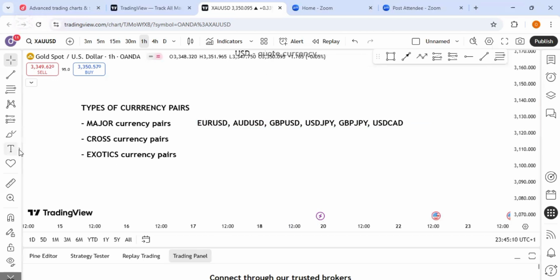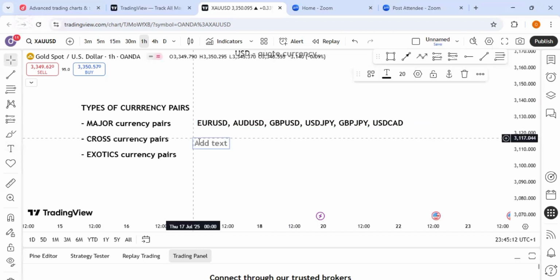When we are talking about the cross currency pairs, it really means currencies that actually cross each other. We have Japanese crosses, we have British pound crosses, and we have another one I really forgot. I think I should be able to get it straight.